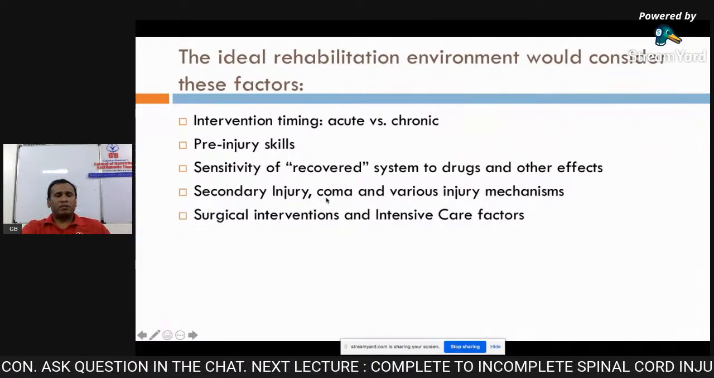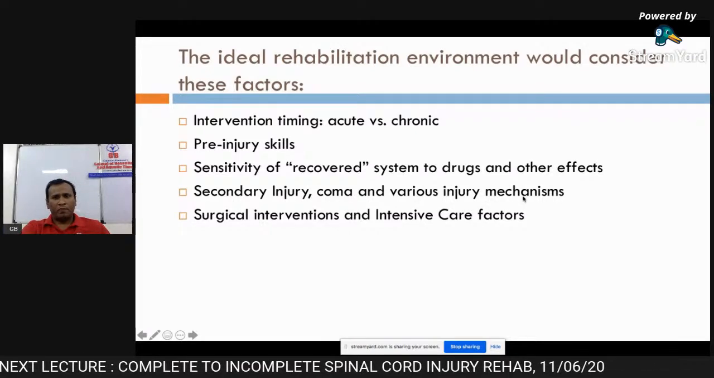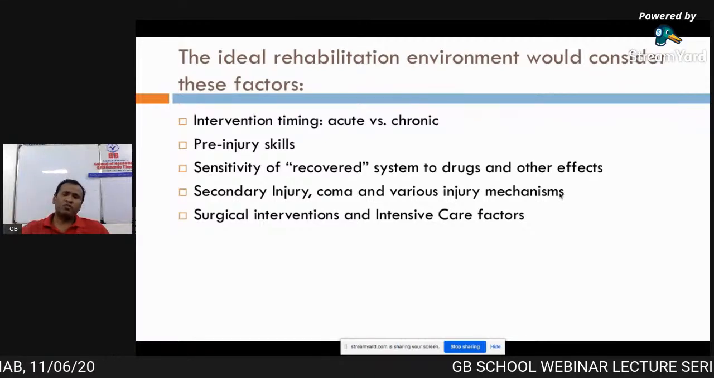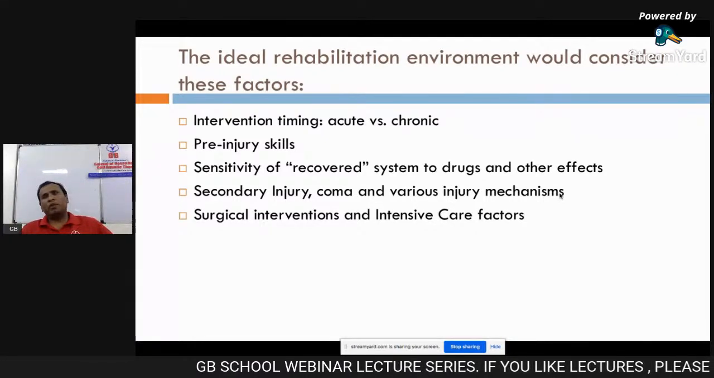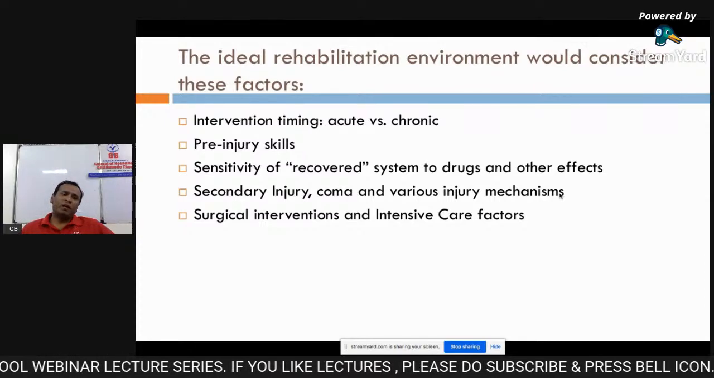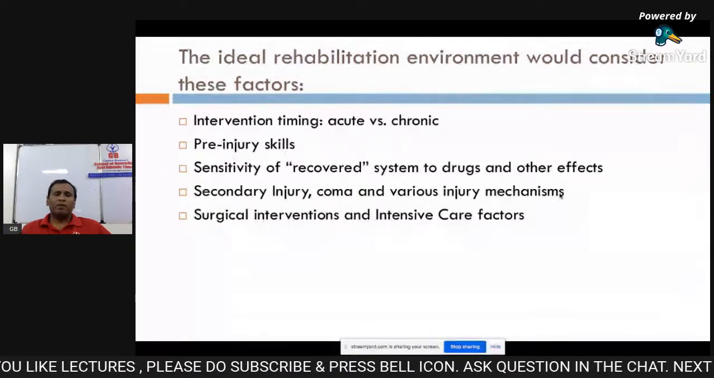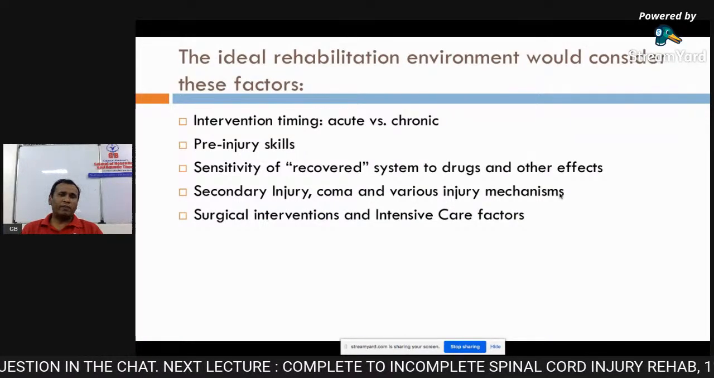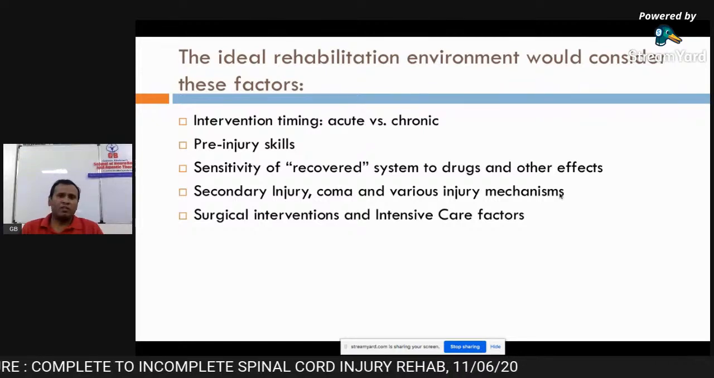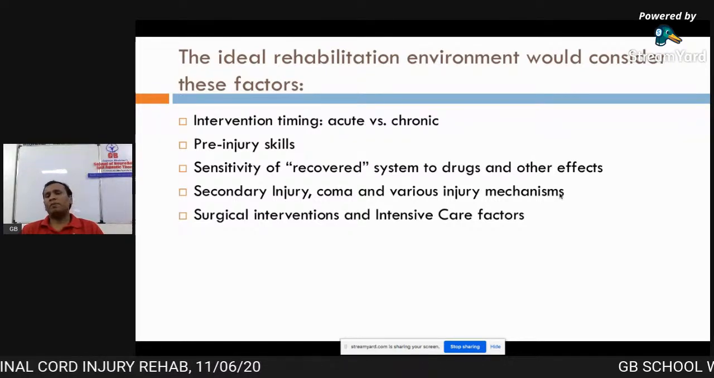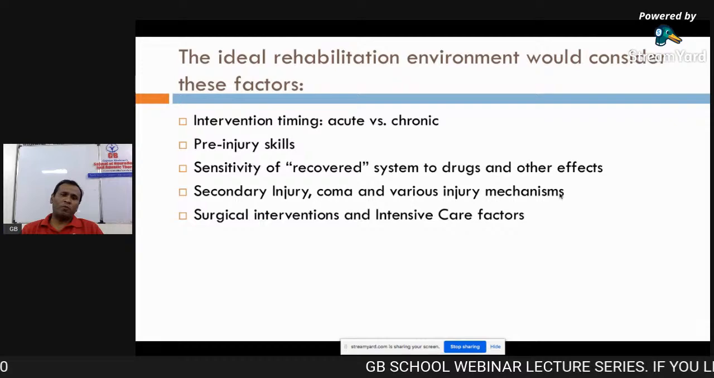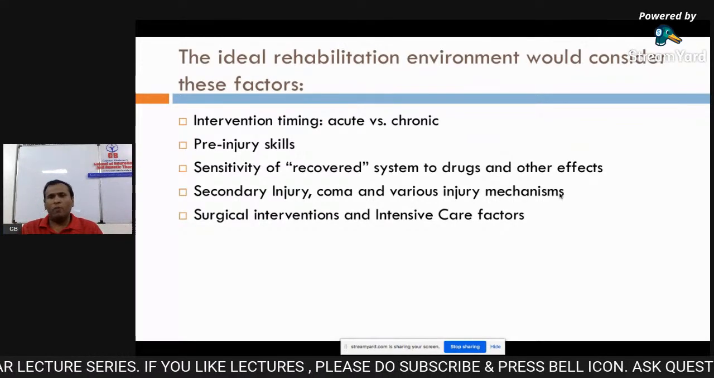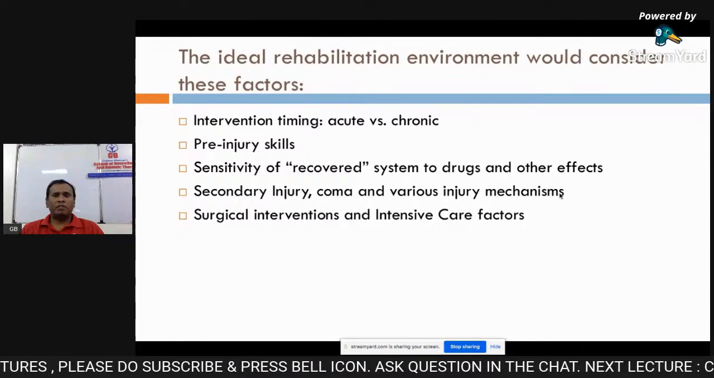Secondary injuries, coma, and various injury mechanisms. Whenever we are doing high intensity training, there is a high chance of secondary injury. Very commonly, when we do a lot of high intensity training in our therapeutic department, a lot of patients complain of knee pain or back pain, or there can be strains on some ligament, which can again obliterate our next month's rehabilitation. This very commonly happens in hemiplegic and paraplegic patients. Whenever we do too much intensive walking training, they start getting pain in the shoulder, hand or elbow, and again the exercise program gets limited.